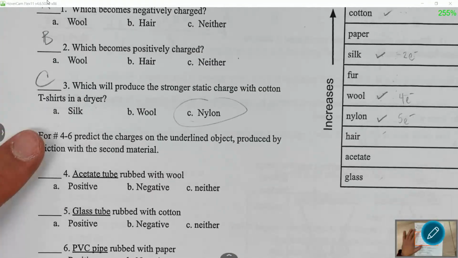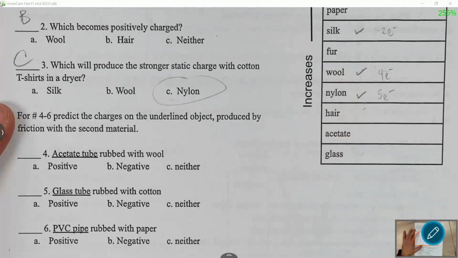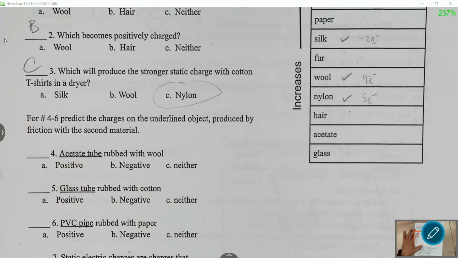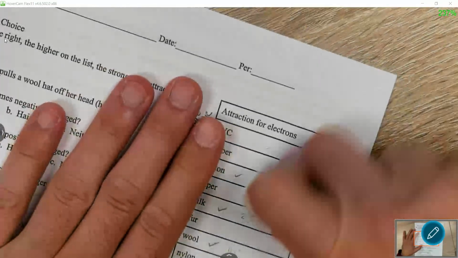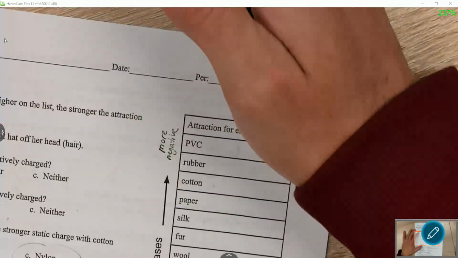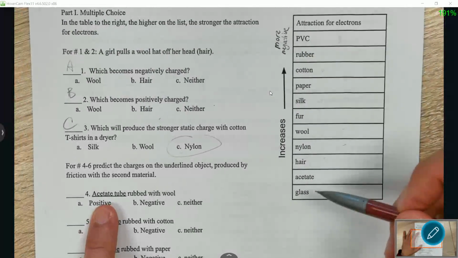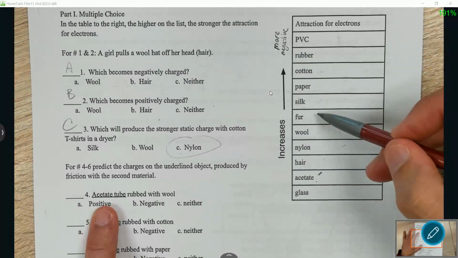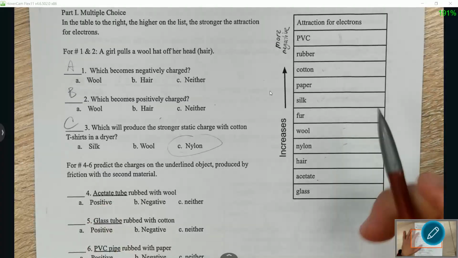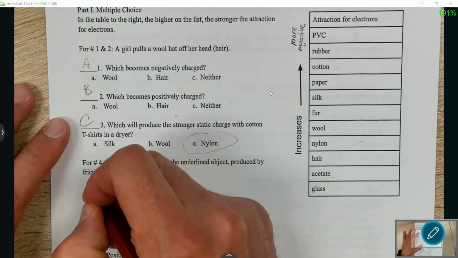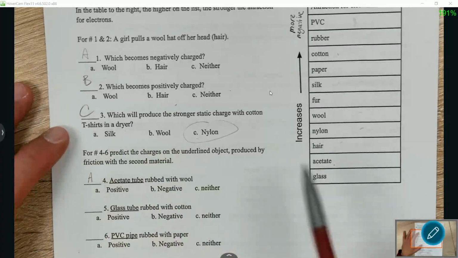Okay, we're still using this chart, but let's see. They want to know what the charge of the underlined object is going to be. What's the charge of the underlined object? Let's get these out. Acetate rubbed with wool. Acetate's down here. Wool is here. Who's stronger? Wool, so wool would become negative, but they want the charge on acetate. So acetate would be positive.